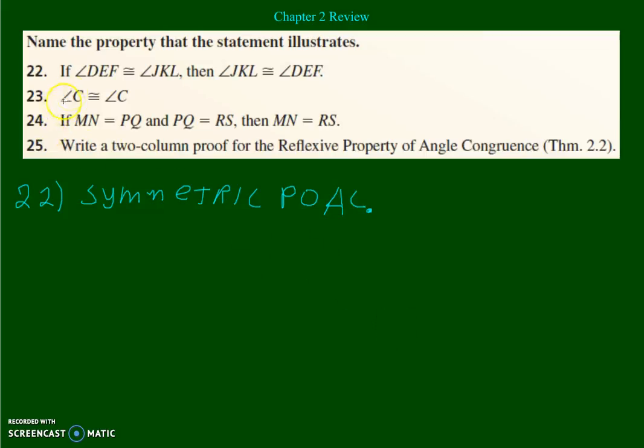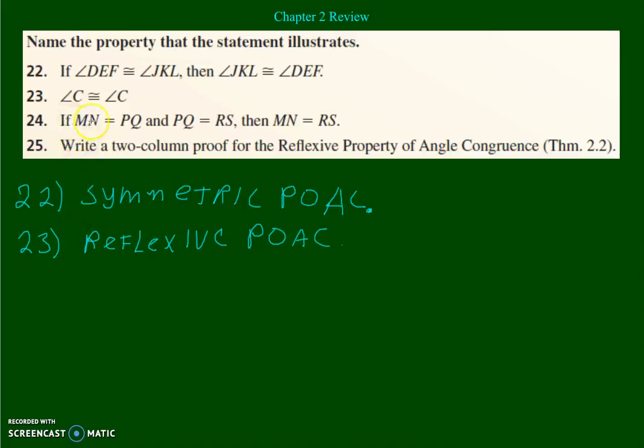If you wish to write it out, that's perfectly fine. For problem 23, again we see the same thing on both sides of a symbol. And so this would be the reflexive property, but in this case, since we have angles and we're dealing with congruence, this is the reflexive property of angle congruence. So 23 is reflexive property of angle congruence. And now on to 24.